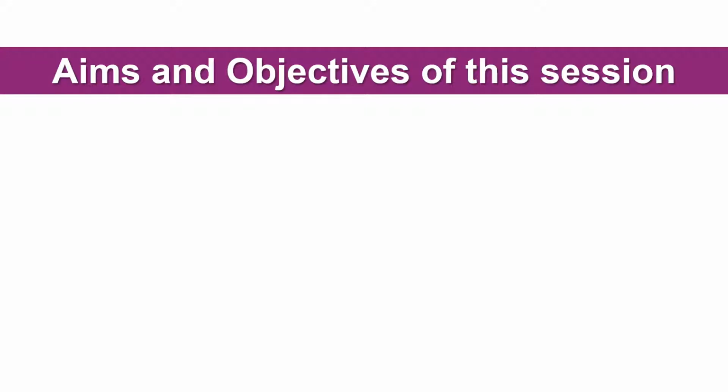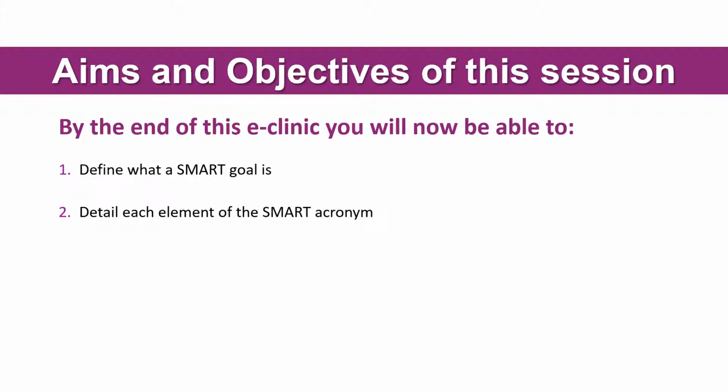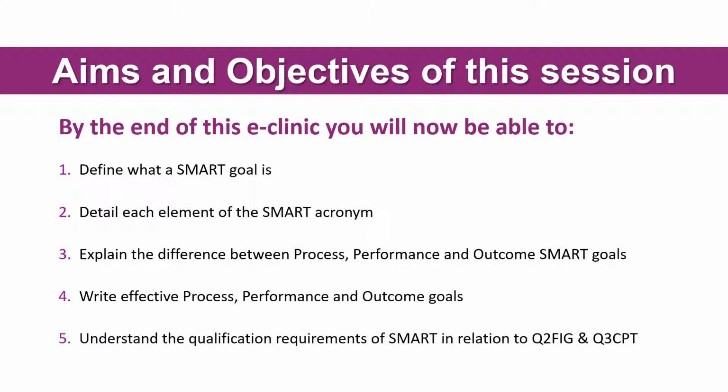Okay, so let's have a look at the aims and objectives of this session. By the end of this eClinic, you will now be able to define what a SMART goal is, detail each element of the SMART acronym, explain the difference between process, performance and outcome SMART goals, write effective process, performance and outcome goals, and understand the qualification requirements of SMART in relation to 2FIG and Level 3 personal training.